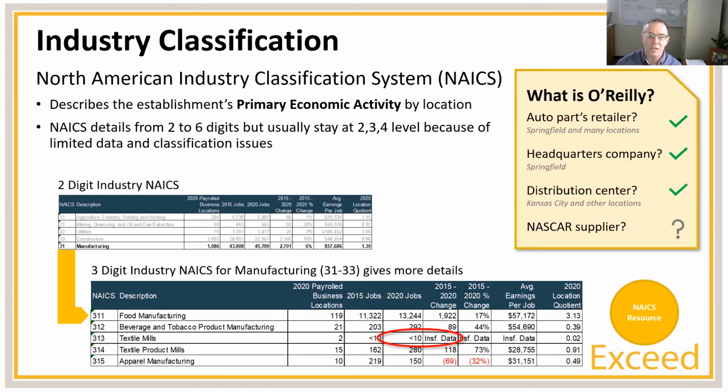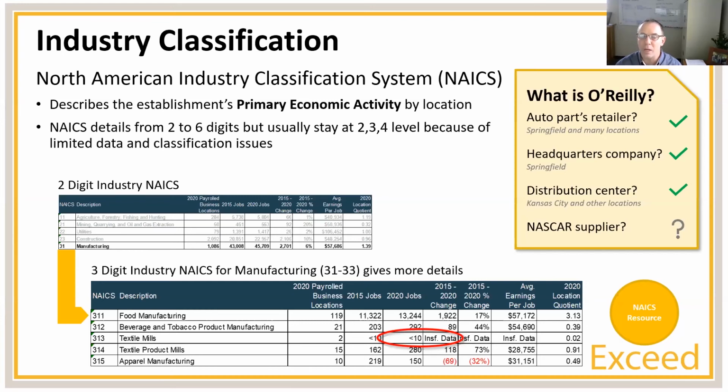Now, when you look at the jobs, you'll see that there's jobs there. Then there's some places where you'll see less than 10 or insufficient data. That happens when there's really just not a lot of information for EMSI to estimate what those numbers are, usually for very small industries. So for example, in this slide, you see that there's insufficient data for textile mills. There's only 2 payroll business locations, really small, less than 10, and there's insufficient data.